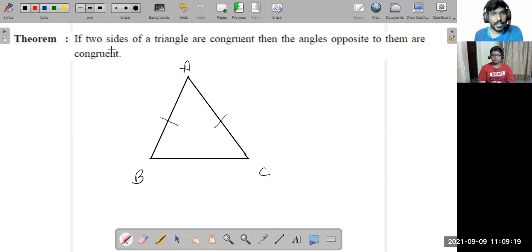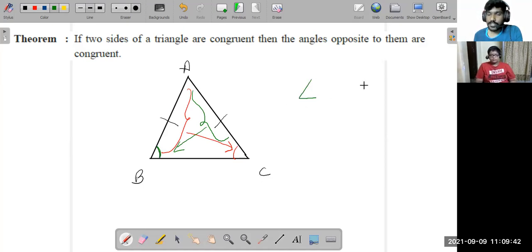Now, for example, if you look at side AB, which angle is opposite to it? Angle C. And now, if you look at side AC, which angle is opposite to it? Angle B. So this theorem says that angles which are opposite to the congruent sides are congruent to each other. That means angle B will be congruent to angle C.